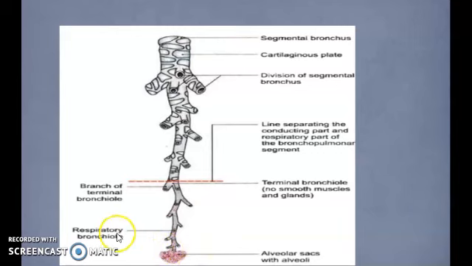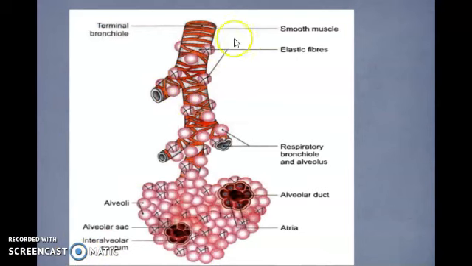Now let us see how the respiratory bronchiole, which forms the pulmonary unit, divides into smaller units. So this is what a pulmonary unit looks like. The area of the lung that is aerated by a respiratory bronchiole forms a pulmonary unit, which means that this is going to contain all the subdivisions of a respiratory bronchiole.